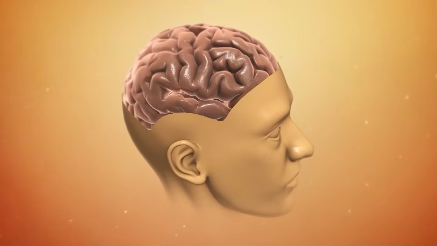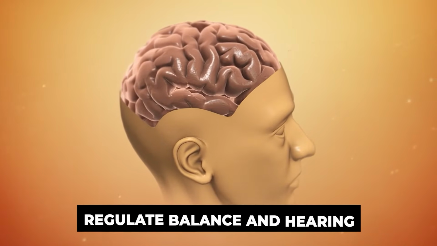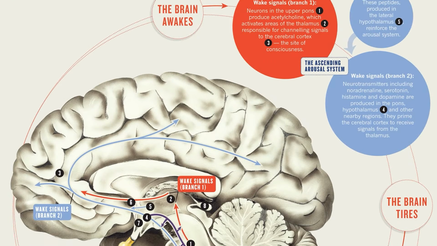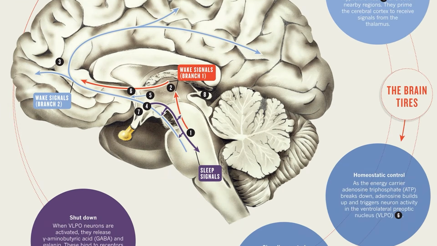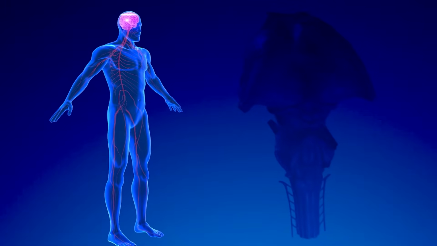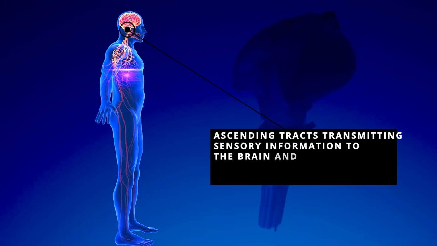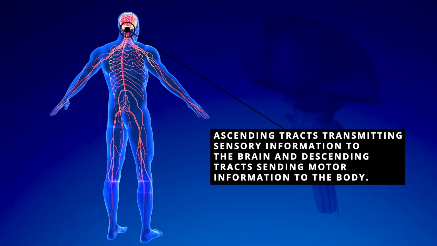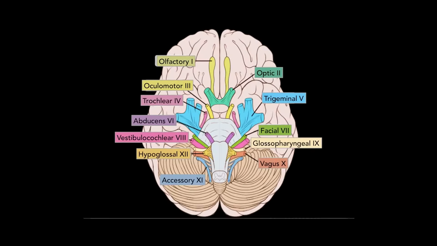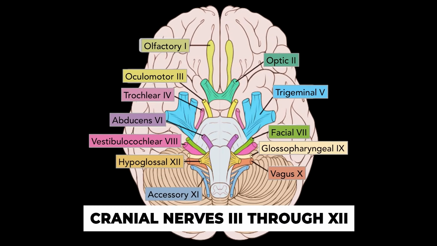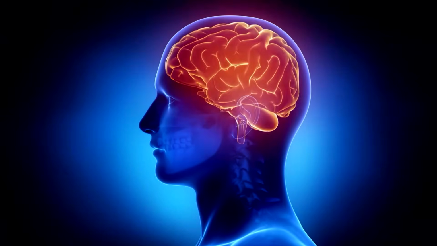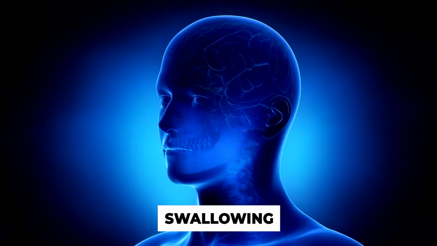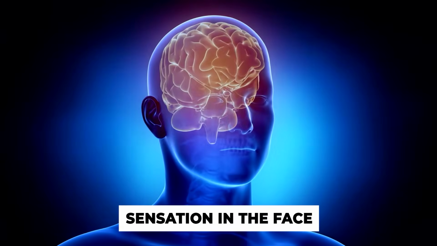It's involved in reflexes, including those that regulate balance and hearing. It plays a role in regulating the sleep-wake cycle. The brainstem serves as a conduit, with ascending tracts transmitting sensory information to the brain and descending tracts sending motor information to the body. Cranial nerves 3 through 12 originate from the brainstem, controlling functions such as facial expressions, swallowing, and sensation in the face.